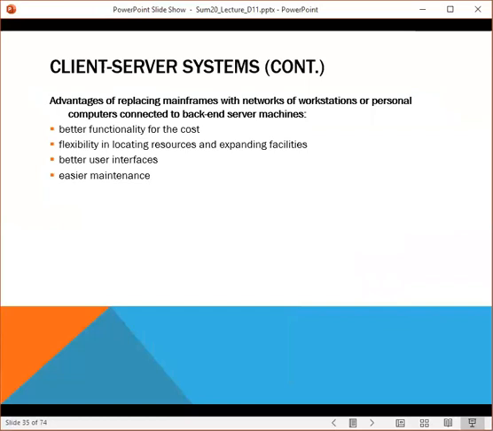So client server systems really challenged the centralized mainframes by putting out networks of workstations or personal computers connected to back-end server machines. It provided a better functionality for the cost, had better user interfaces, and easier maintenance.